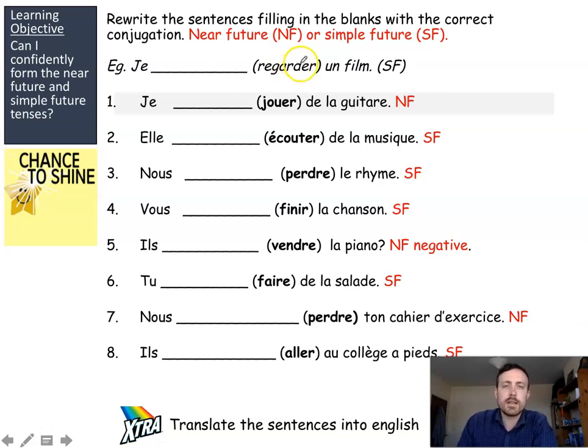I won't include anything that I haven't explained in this tutorial. Also, we need to look at what tense it wants you to put it in, in the brackets here. So this one is the simple future.